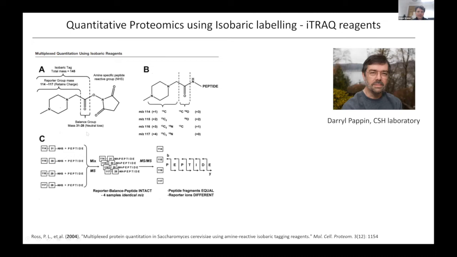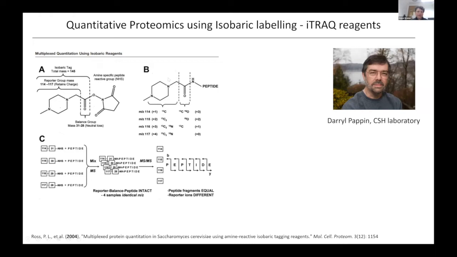Essentially the idea of this concept was the following: to create a reagent which can react with peptides through this active ester. These active esters will react with amines, either on the N-terminus of a peptide or also on a lysine side chain. But the most important point is you can attach this group to the N-terminus of any peptide that has a free N-terminus.